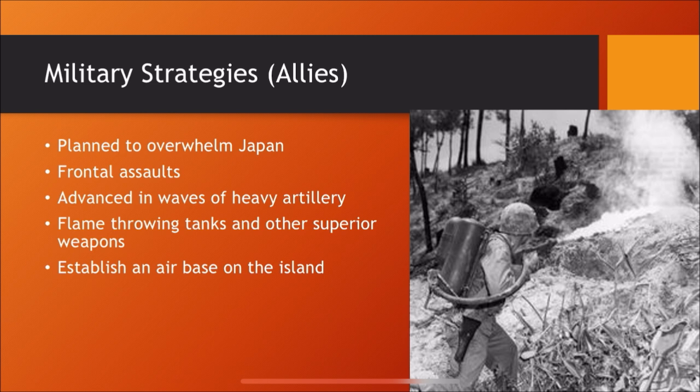The Allies often advanced in waves every day and attacked using heavy artillery. The United States and Allies were well supplied with high-quality weapons. Some of these weapons included the flame-thrower tank. Ideally, the Allies would quickly take over the island, which would allow them to establish an airbase. This airbase would allow them to prepare for the invasion of mainland Japan before it's commenced.